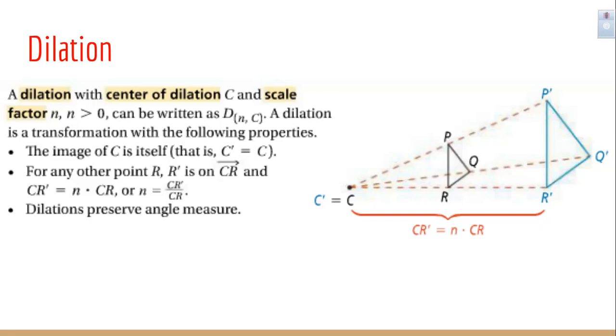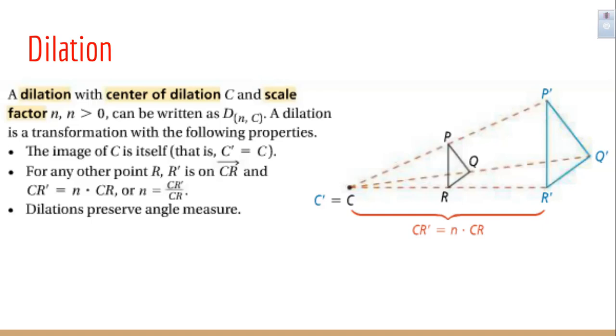The way we write it in function notation is we use a capital D for dilation. The subscript of N is the scale factor, and the next part is going to be the point, the center of dilation. Now, if there's not one here, if they just put the scale factor, then that means it's on a graph, and that's the origin.